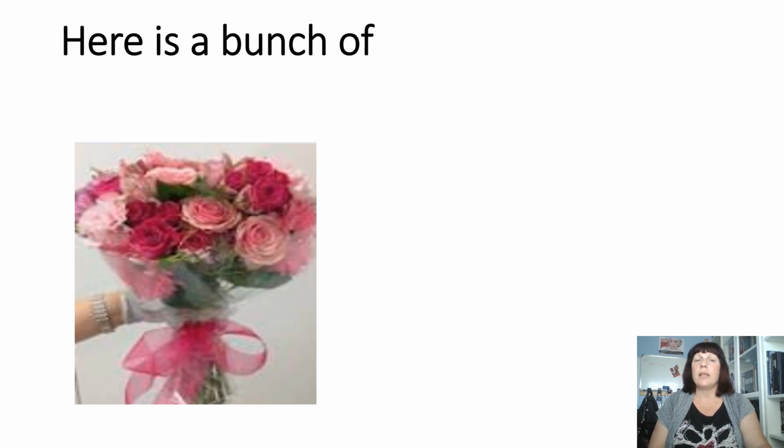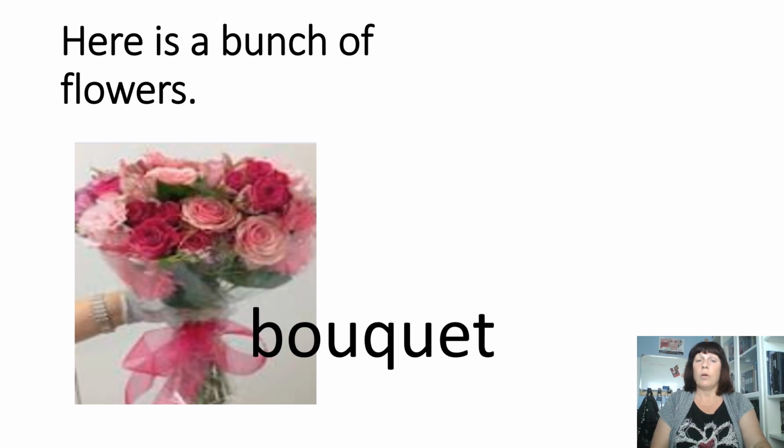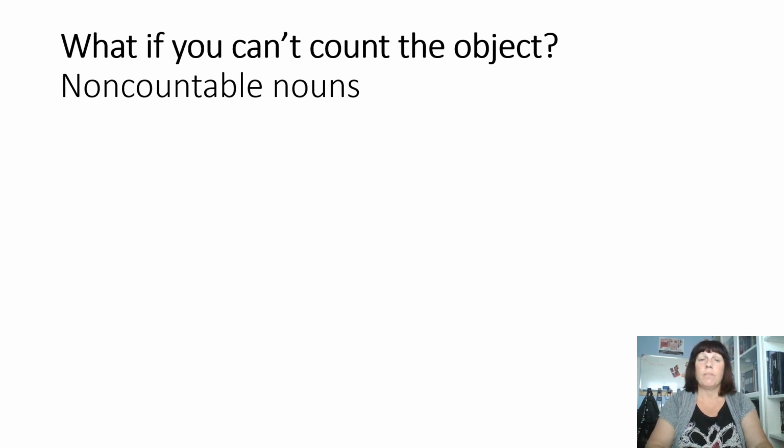What's this? Here is a bunch of flowers. Yes, when you put the flowers together and you hold them together by the stems, we call it a bunch, but we have a special name if, like in this picture, it's wrapped with a bow. We call it a bouquet of flowers.